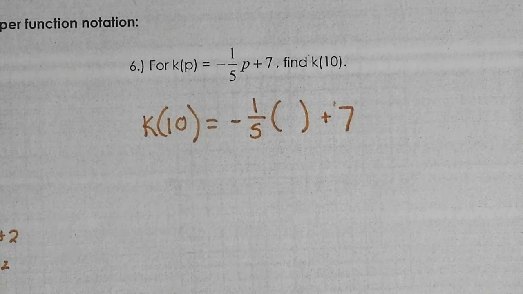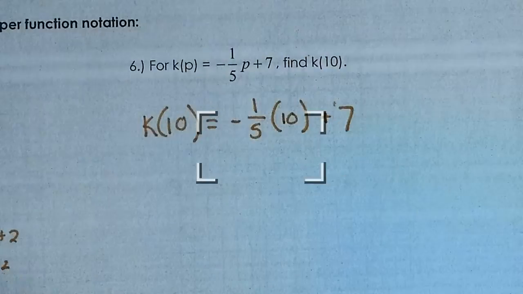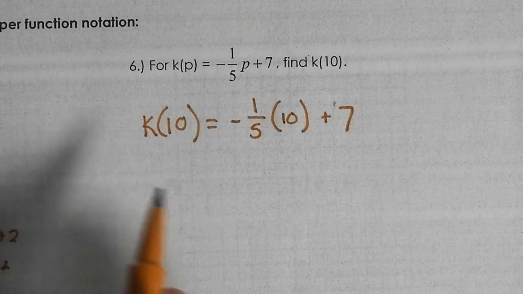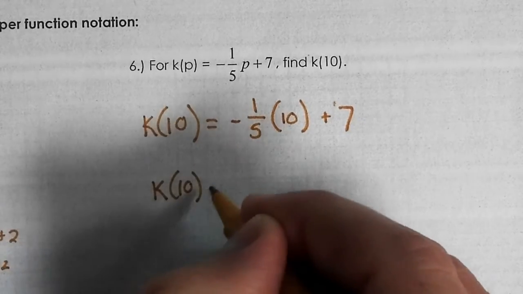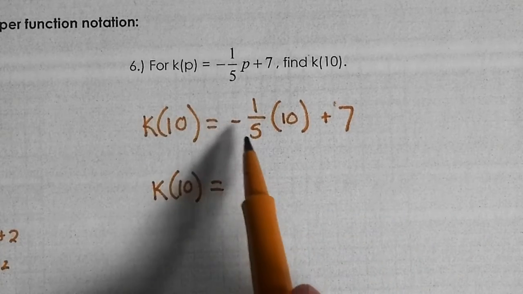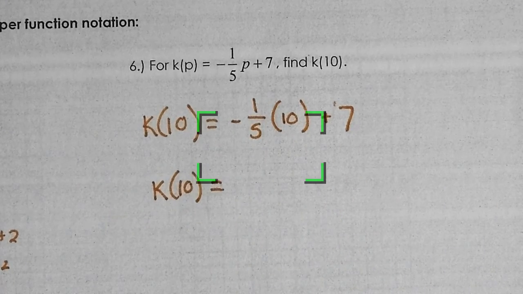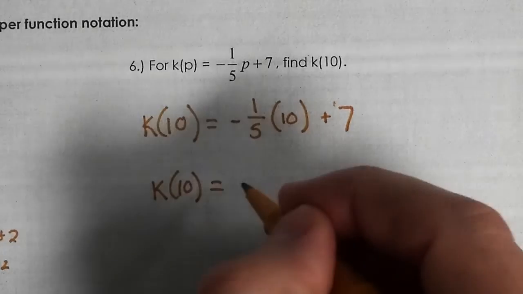Now, Adam, what goes inside the parentheses? The 10, yeah, good work. The 10 goes inside the parentheses. Now we rewrite it in the function notation. K of 10 equals, what's negative 1/5 times 10 plus 7? Well, again, that's why we have our calculator. We can just plug it in, and Justin got 5.